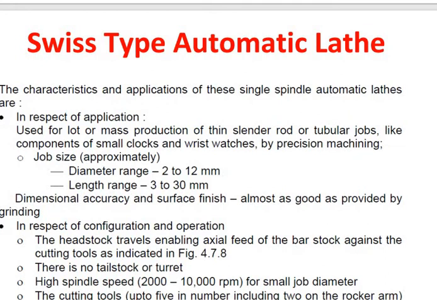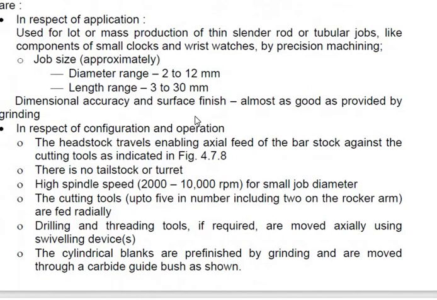Diameter range 2 to 12 mm, length range 3 to 30 mm, and these are used for large lot or mass production of thin slender rod and tubular components like those in small clocks and wrist watches by precision machining. Dimensional accuracy and surface finish are almost as good as that provided by grinding.